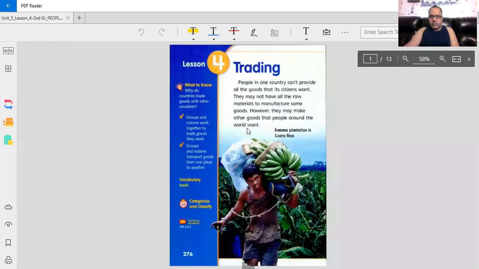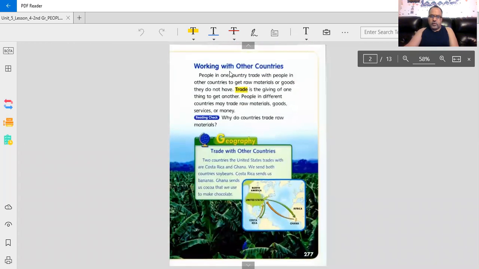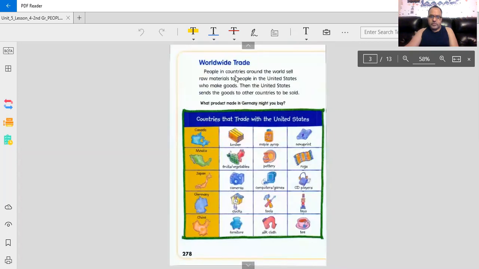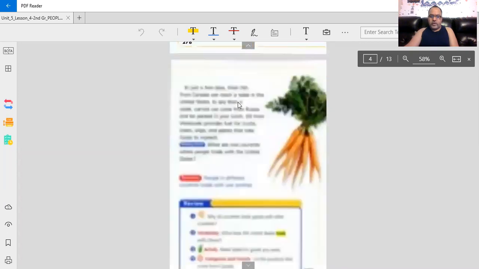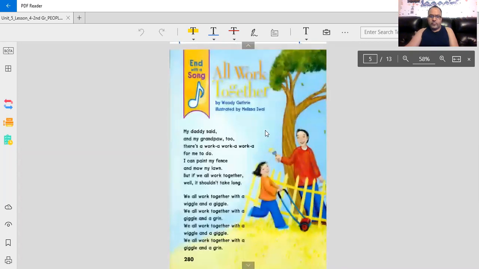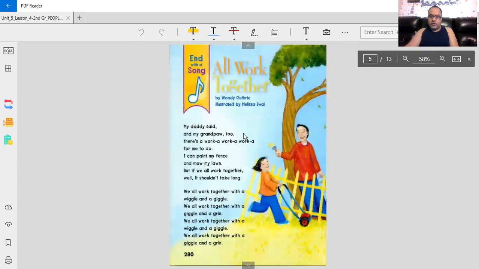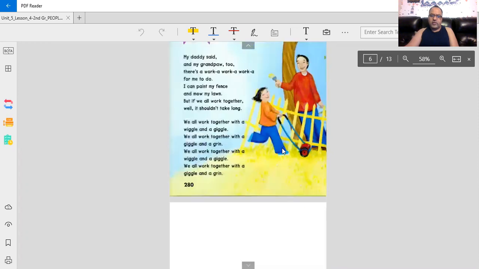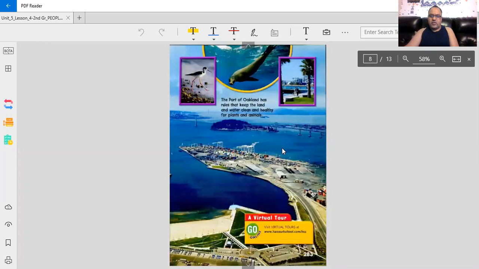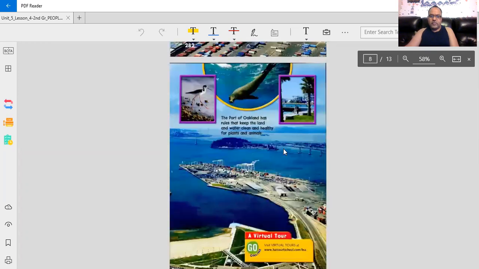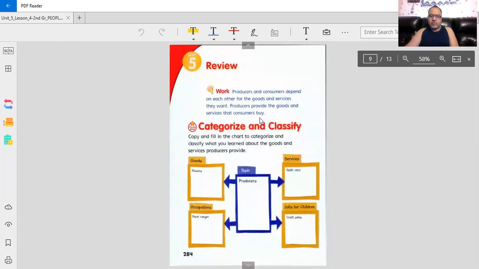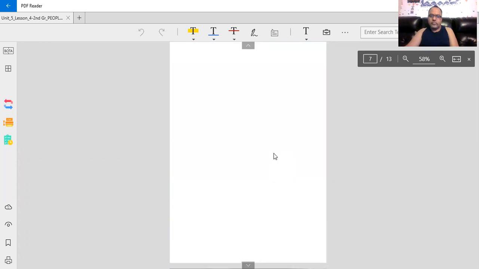In this lesson, we're going to read about trading, banana plantations in Costa Rica and working with other countries, worldwide trade. Then, in another video, you'll have to look for this one, all work together. We'll see if I can put a song out of that. And in a second video, we'll look at review. So here we go.